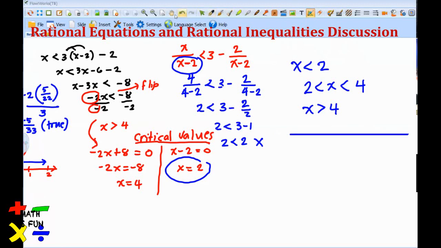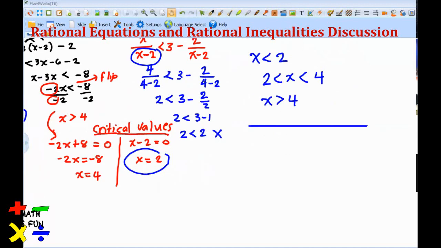So let us see the graph. What does it mean by, what are the numbers less than 2? Yusuf, what are the numbers less than 2? Sir, 1, 0, -1, -2. Okay, what about bigger than 4? 5, 6, 7, 8.